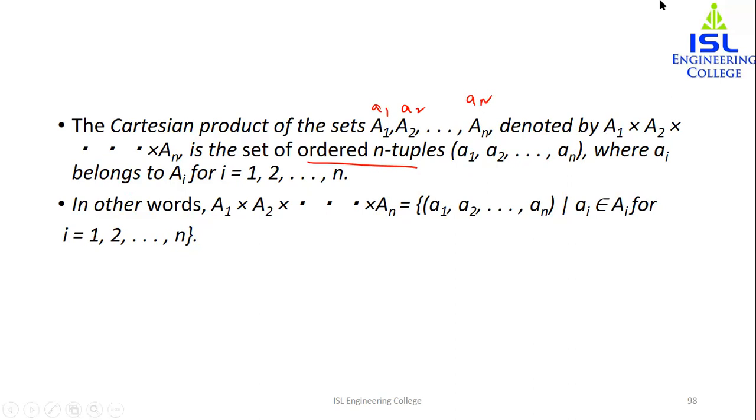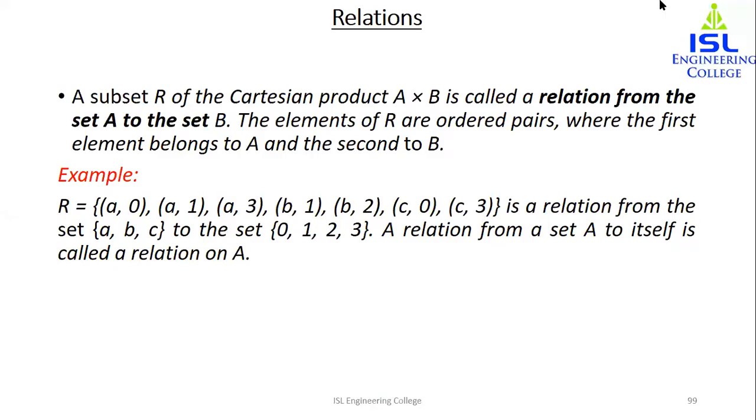Next topic will be relations. Whenever we are studying relations, you have to understand that a relation is denoted by the capital letter R. It is a subset of the Cartesian product A cross B. Okay, so R is a subset of the Cartesian product A cross B. It is called a relation from the set A to the set B. The elements of R are ordered pairs a comma b, where the first element a belongs to A and b belongs to B.